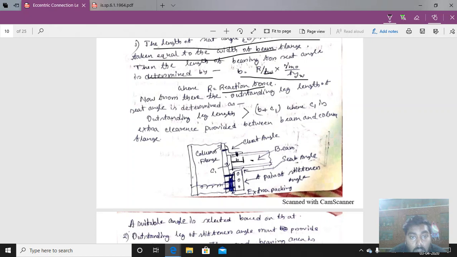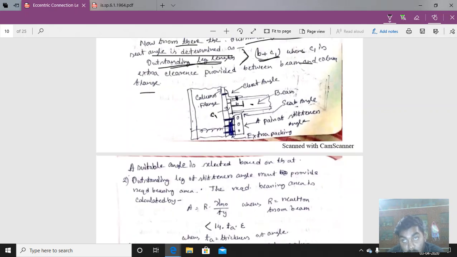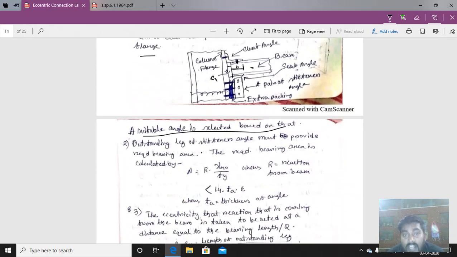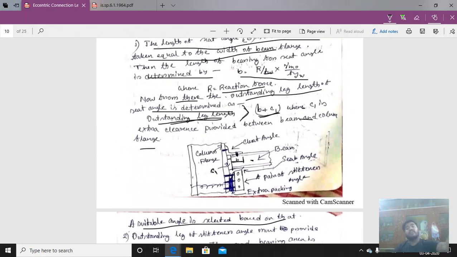Now from there, the outstanding leg length of the seat angle is determined. It should be greater than B plus C1. We have discussed in the previous procedure also that the outstanding leg length should always be greater than B plus C1, where C1 is the extra clearance to be provided. I have discussed that we have to assume some clearance here so that the clearance can be provided between the beam and the column flange, so that the condition is satisfied. Now a suitable angle section is selected based on that. It is the same as the previous procedure.